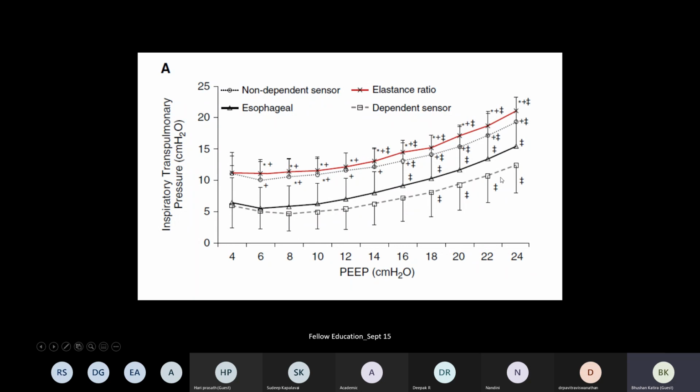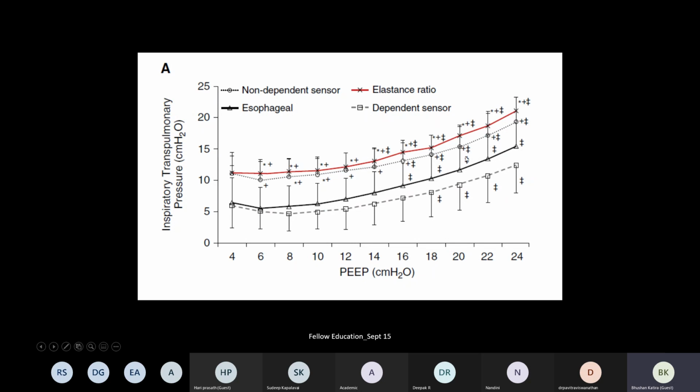Now they also had a non-dependent sensor, which is in the ventral areas. And they said for the PEEP of 4, the inspiratory transpulmonary pressure here in the ventral area is already 10. And if you increase the PEEP, it goes to 15 plus or 17, 18, which is hyperinflating that area. How does this compare with what Professor Gattinoni was talking about, the plateau pressures? When we did the mathematical calculations, Takeshi and group found that this value, which is derived from the elastance measurement or elastance ratio measurement, is very close to the directly measured non-dependent or ventral sensors.